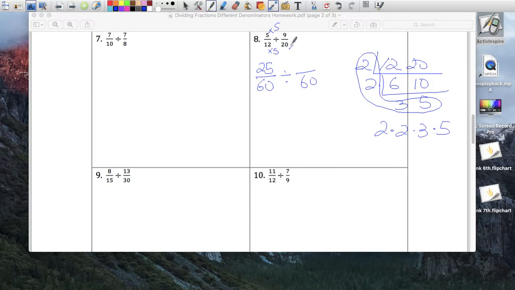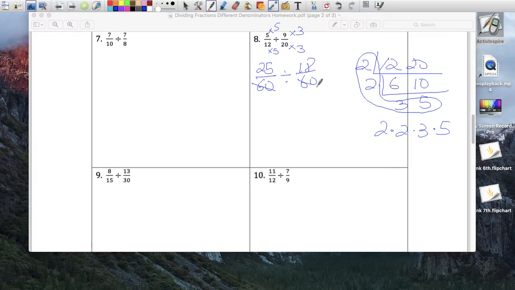Well, let's find out. 20 to get 60 is times 3, and I multiply the 9 times 3, which gives me 18. So there you go. Again, I didn't change the value of anything. I just rewrote the 2 fractions using 60s as my denominator.